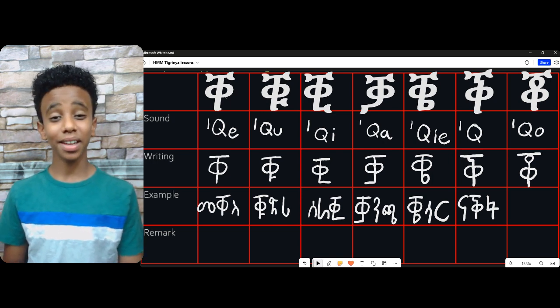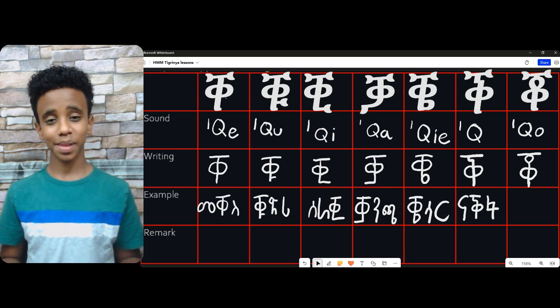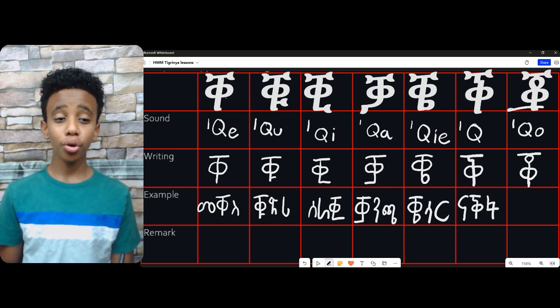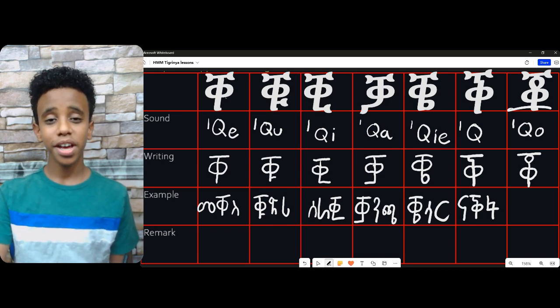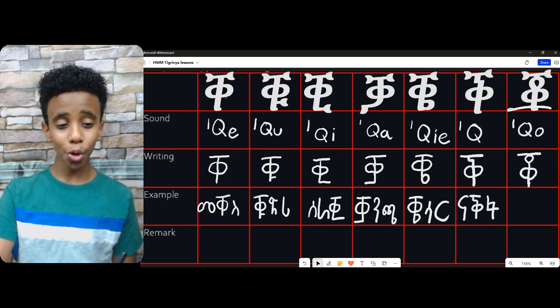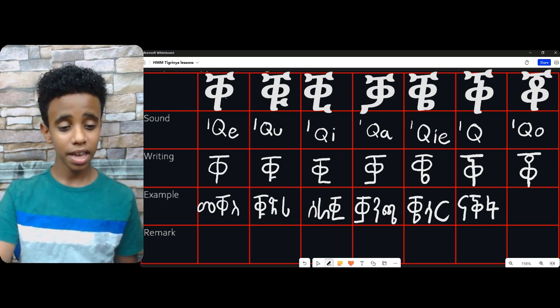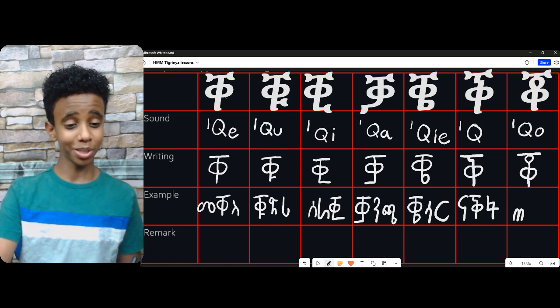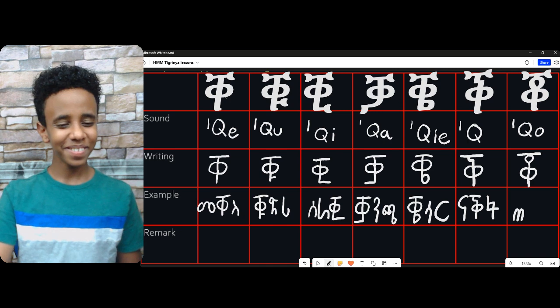Let's go to our last example. Our last example is made up of the letter Q. And my example for the letter Q is H. Ooh, I did that a little too long. Alright.